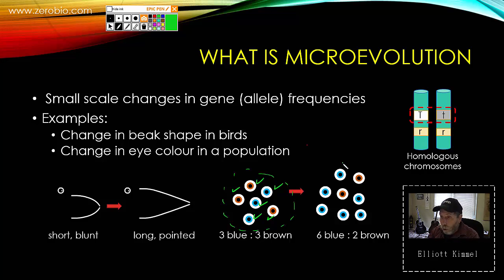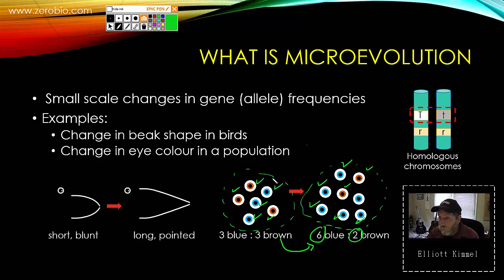But let's imagine over time that changed. Imagine that the blue-eyed people got together more often and had babies, so that over time blue eyes increased in the population and brown eyes somewhat decreased. They didn't reproduce as much. Now we have 6 blue eyes to 2 brown eyes. The gene frequency has changed. And that's what we're talking about here, a change in gene or allele frequency. And this is evolution. The population has evolved.